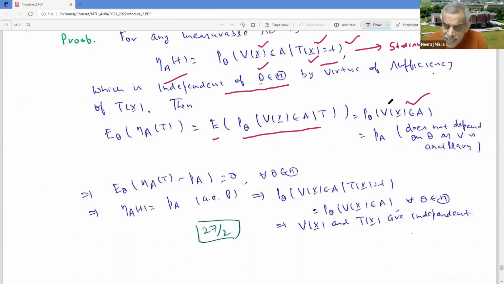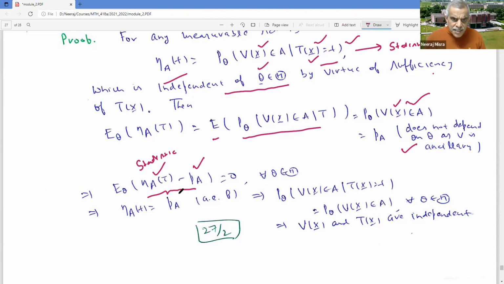But V(X) is ancillary, so its distribution does not depend on theta. So it would be some probability P(A) which does not depend on theta, because V is ancillary. So what do you get? The expected value of eta_A(T) minus P(A) is 0 for every theta, where P(A) is some constant. This does not involve theta. Eta_A(T) does not involve theta because T is sufficient, so it is a statistic. Eta_A(T) minus P(A) is a statistic. So you get the expected value of eta_A(T) minus P(A) is equal to 0 for every theta.